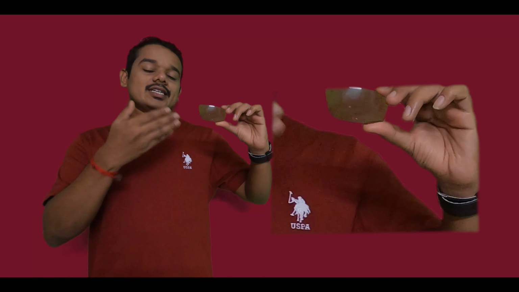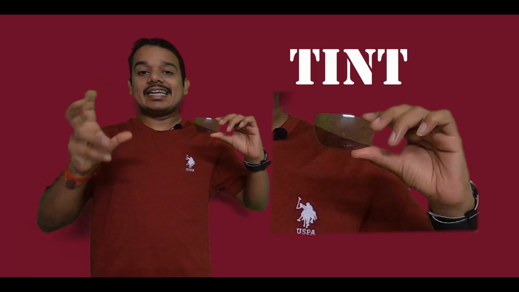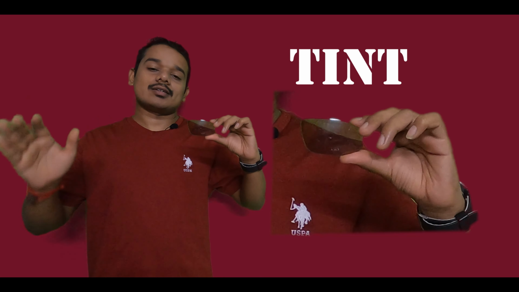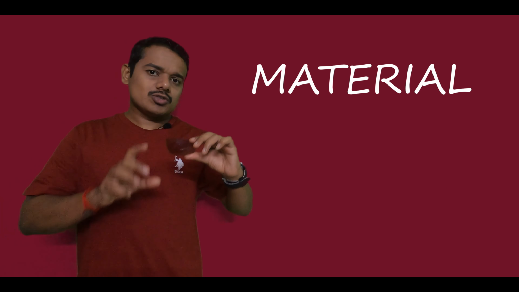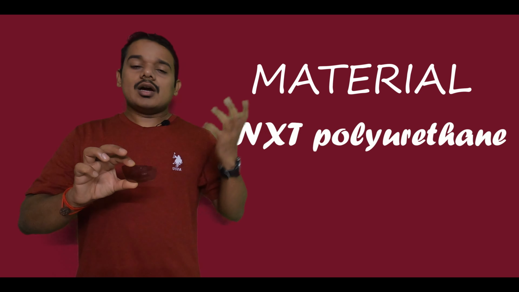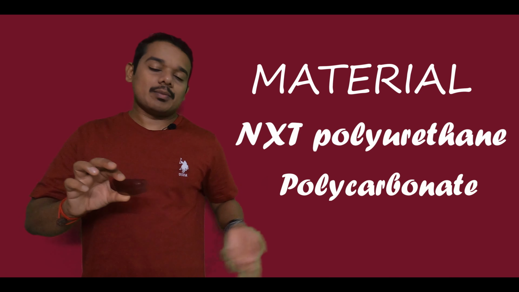Here I have the Cat 2 lens and you can see the color tint. Almost all sunglasses have a tint color because it's a neutral color. It's a combination of green and grey. The material used for this lens is NHT polyurethane or polycarbonate. Let's check out our next category, Cat 3.